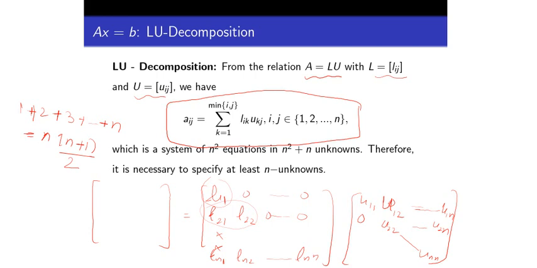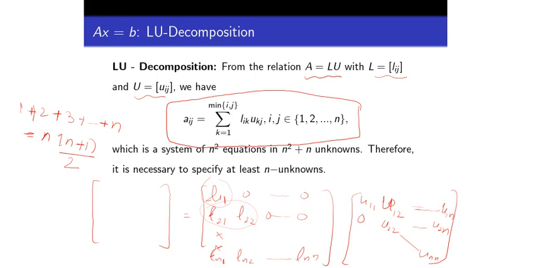Since A is invertible, L and U are also invertible. Both the lower triangular and upper triangular matrices must be invertible. You can use that the determinant of A into B equals the determinant of A into the determinant of B, where A and B are both n cross n matrices. That relation is very popular and well known.